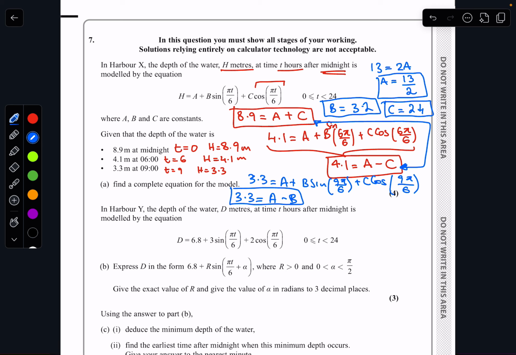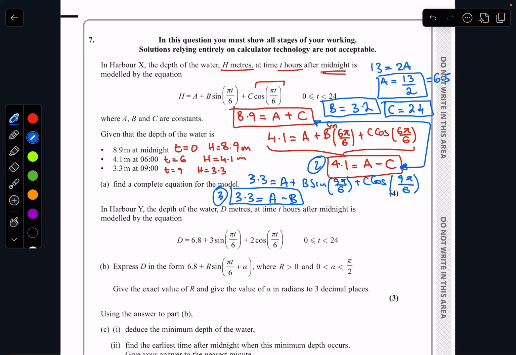Just because the hardest part was to find the value of a, you can combine these two equations, add them together, and that gives you the value of a. And then once you know the value of a, you can substitute it into equation 2 and equation 3 and rearrange for b and c. A is equal to 13 over 2, which is also equal to 6.5.